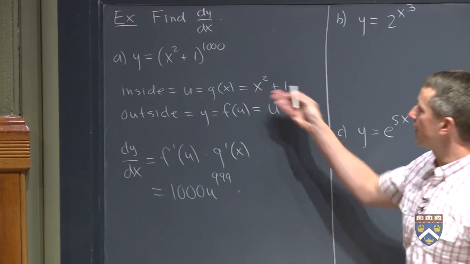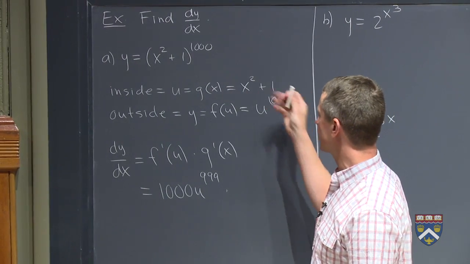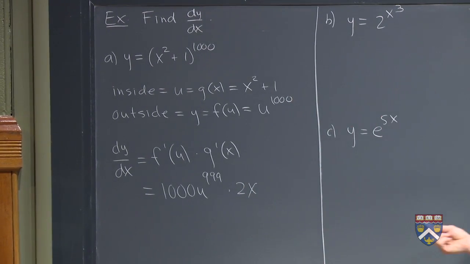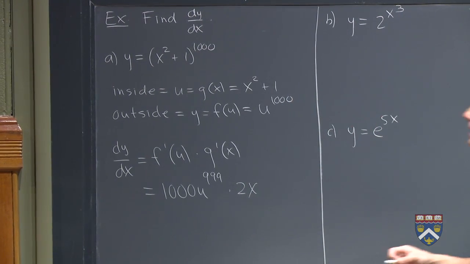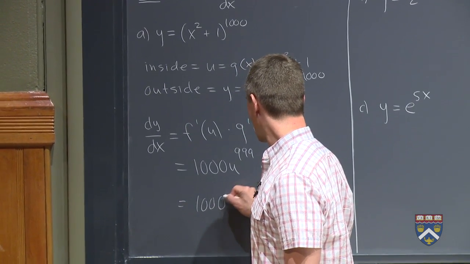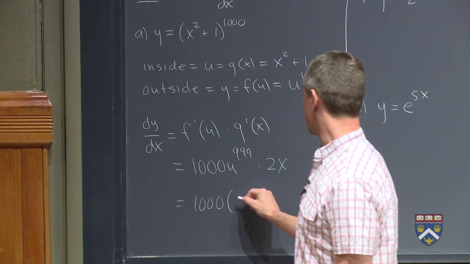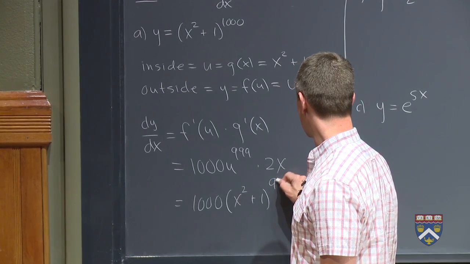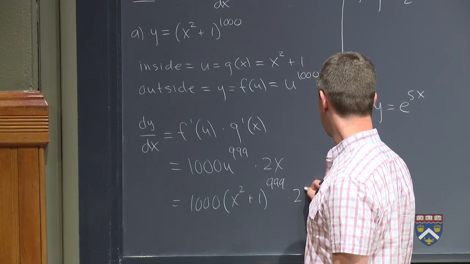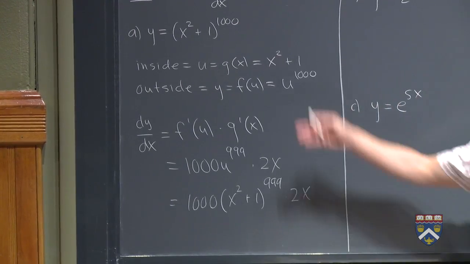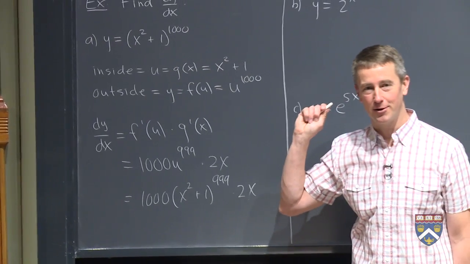So what's the derivative of g of x? That's the derivative of x squared plus 1. That's 2x. But we shouldn't leave a u in our answer, because u is something that we ourselves introduced into this problem. So what was u? u was x squared plus 1. So (x squared plus 1) to the 999 times 2x. So that's the derivative of (x squared plus 1) to the 1,000th power.